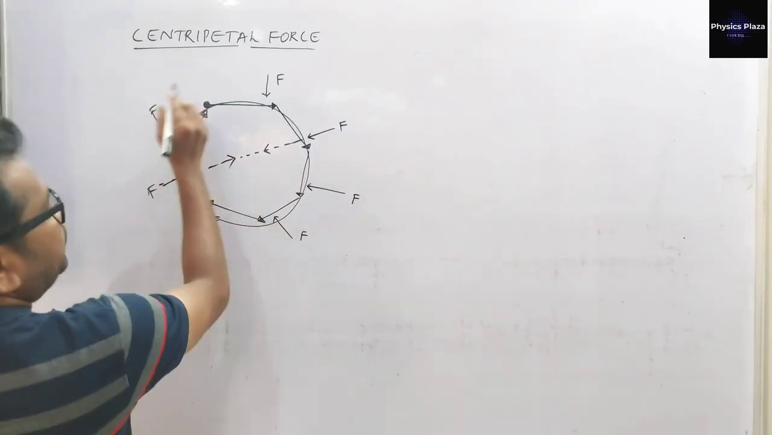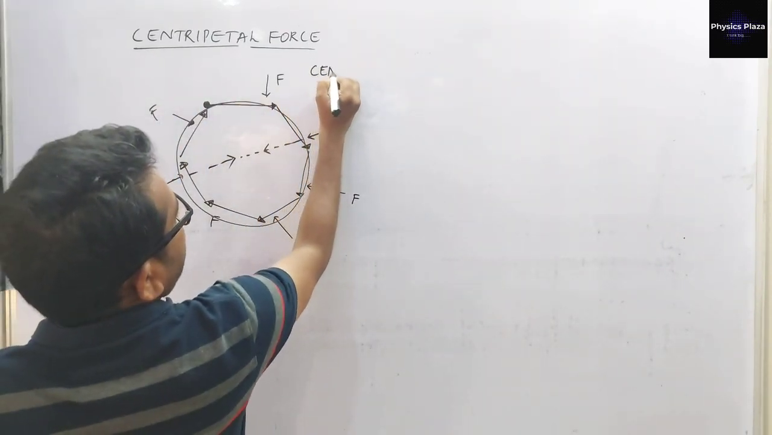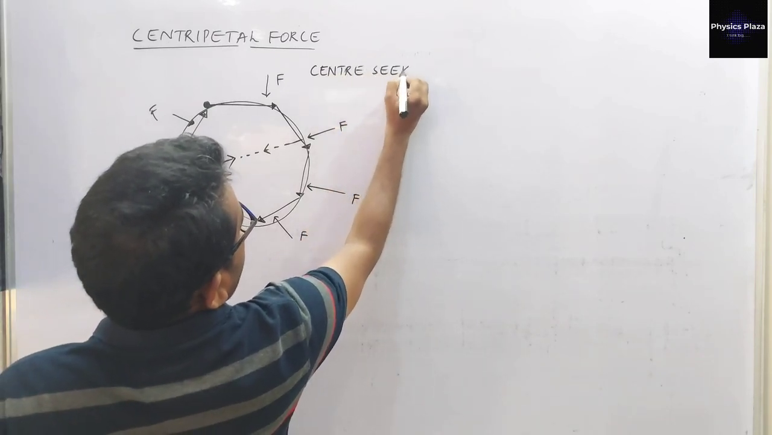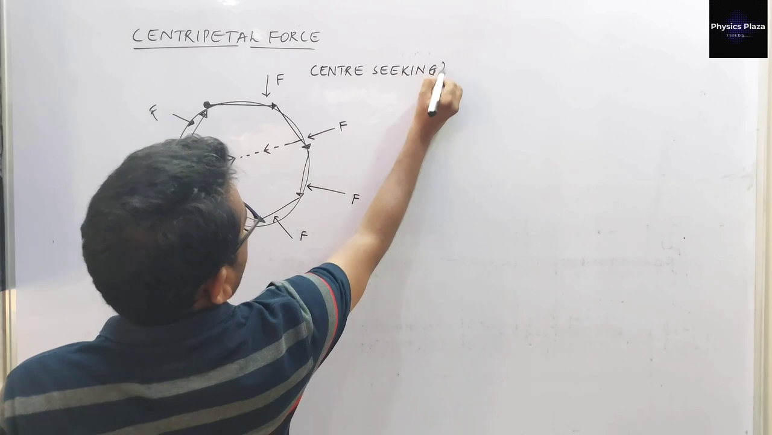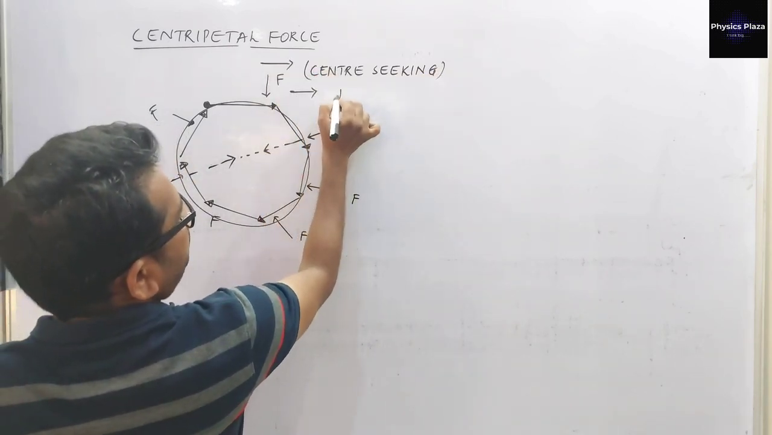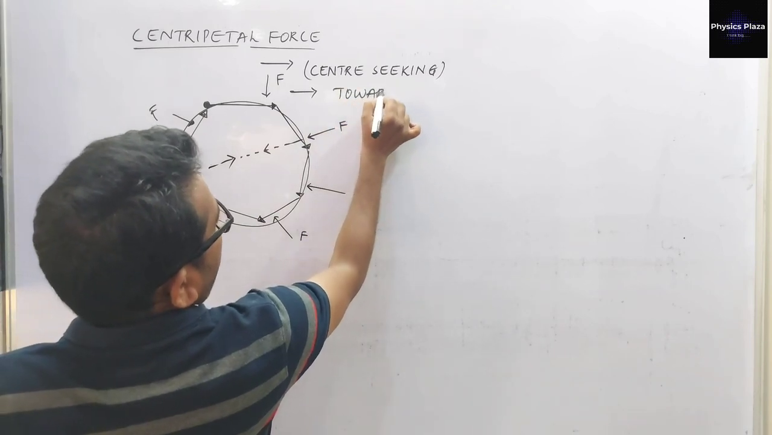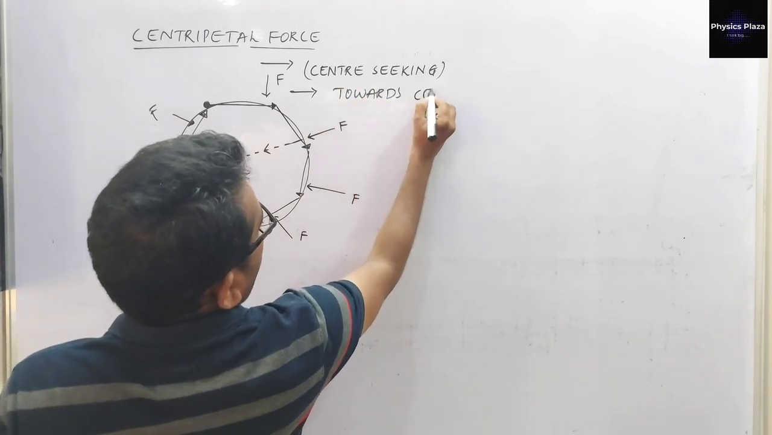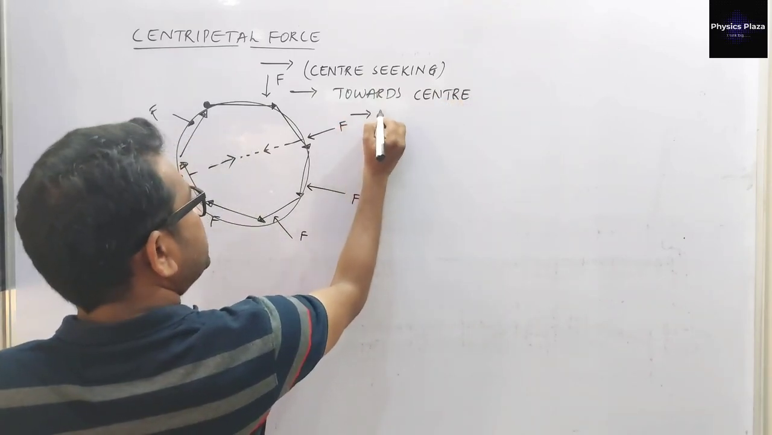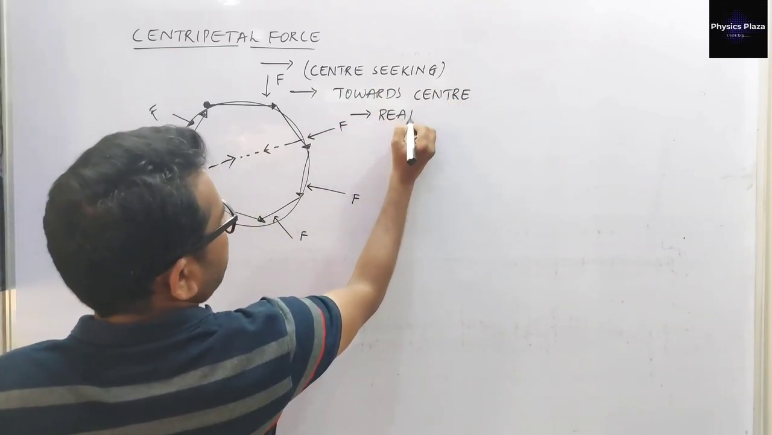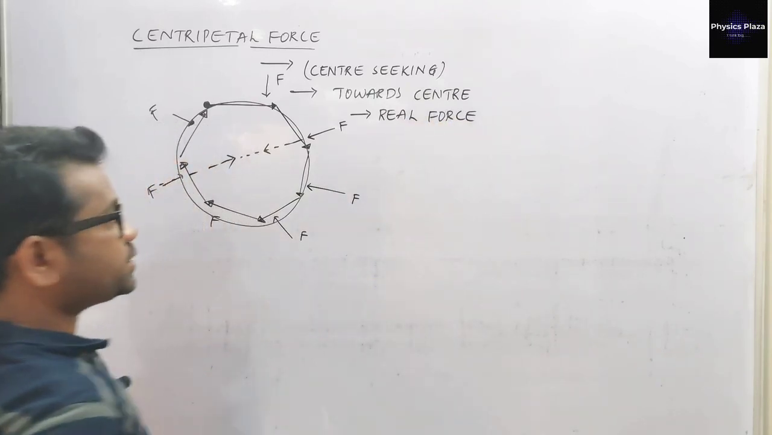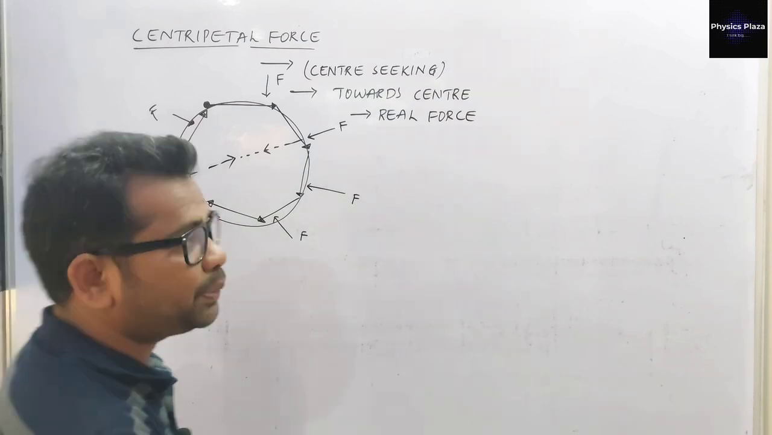That's why centripetal force is also called the center seeking force. Very, very important: center seeking force. And its direction is always towards the center. And it is a real force. Children, why are we saying it is a real force? Because there will be some external cause for this. An external source will be there to provide the centripetal force.